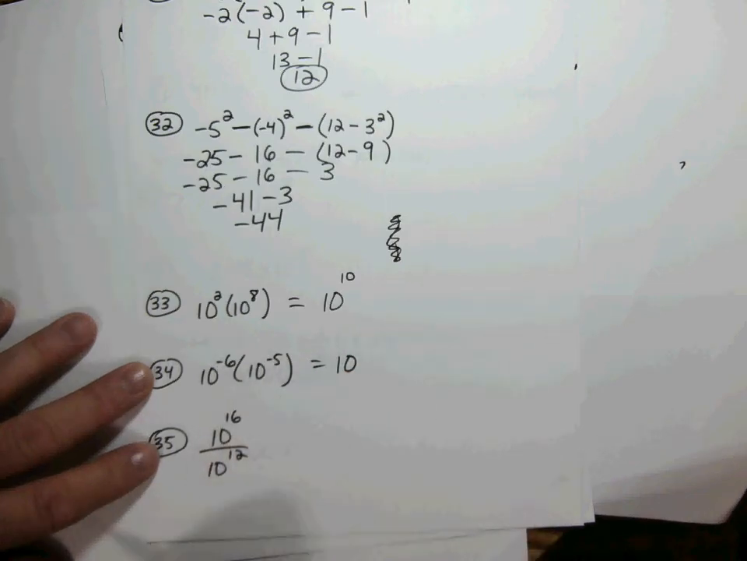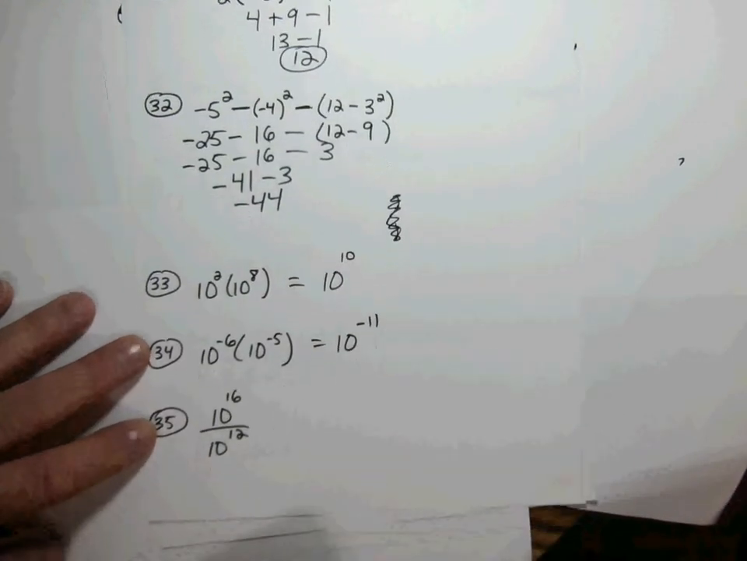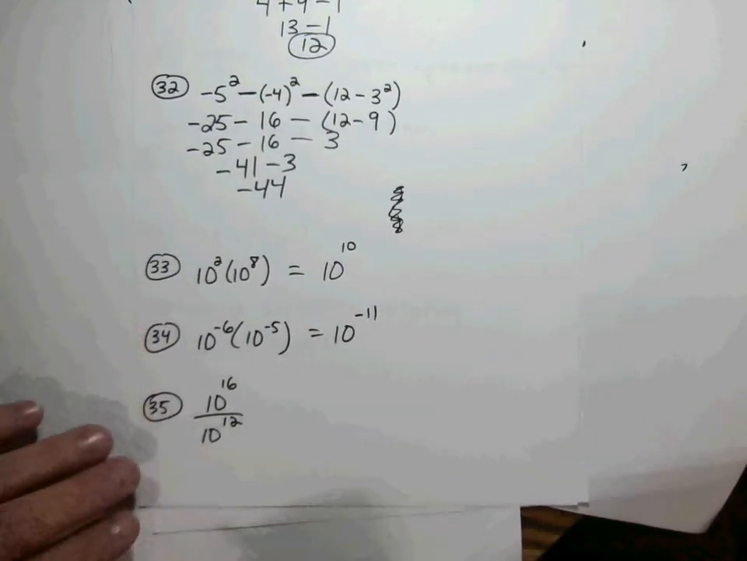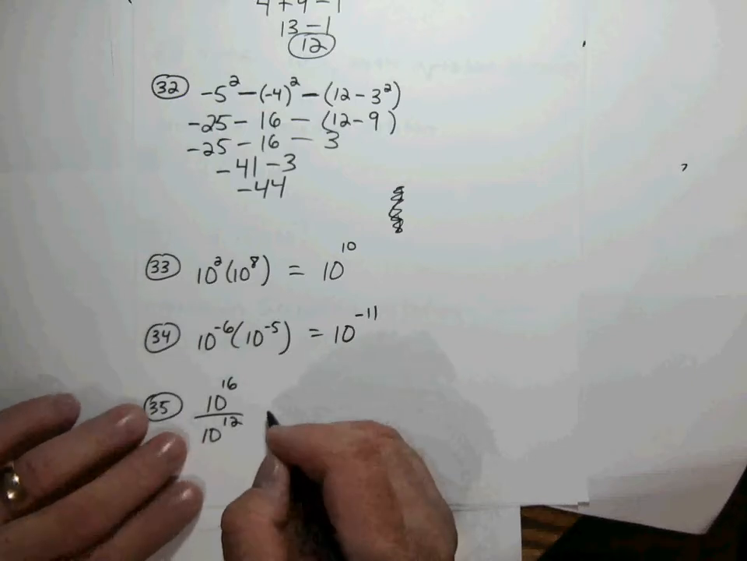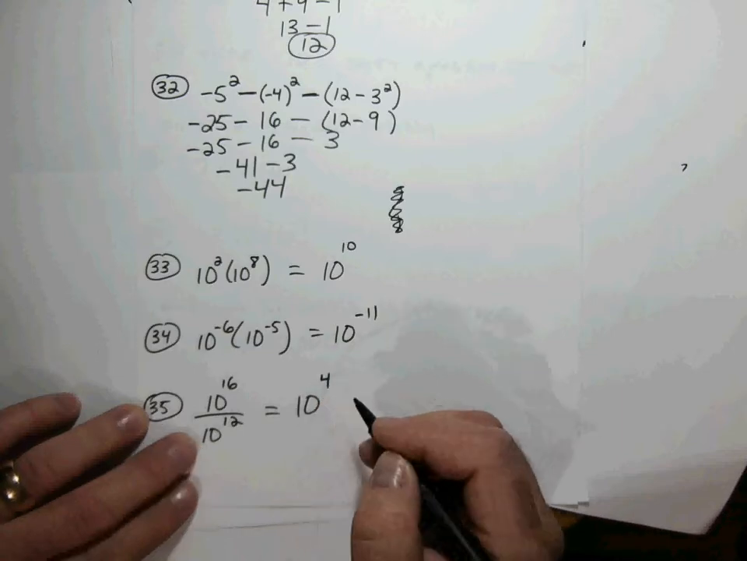Negative 6 plus negative 5 is negative 11. Okay, when I divide, I'm going to subtract the exponents. So it's still going to be a 10. I'm going to have 16 minus 12, 10 to the power 4.